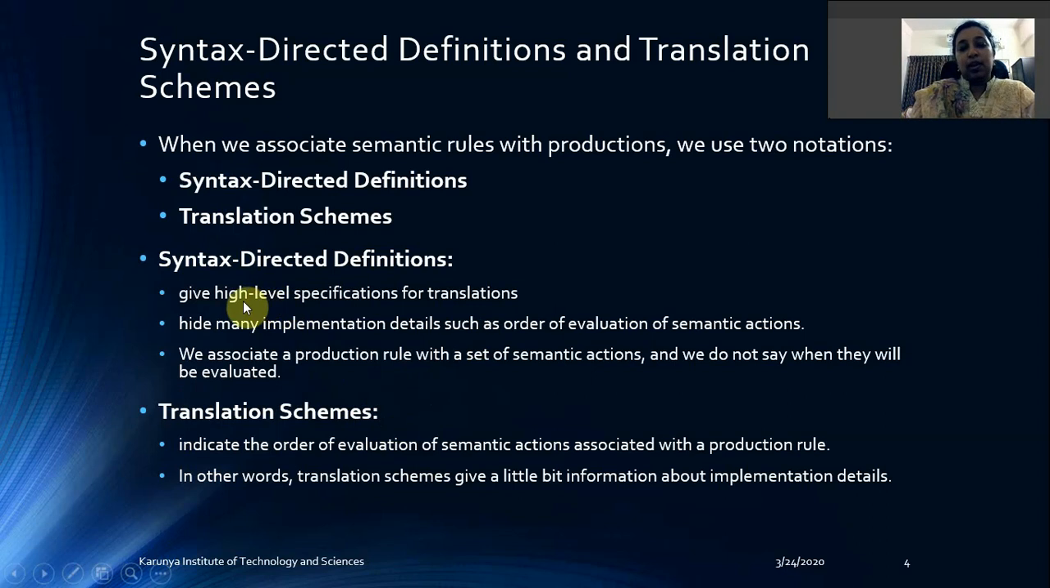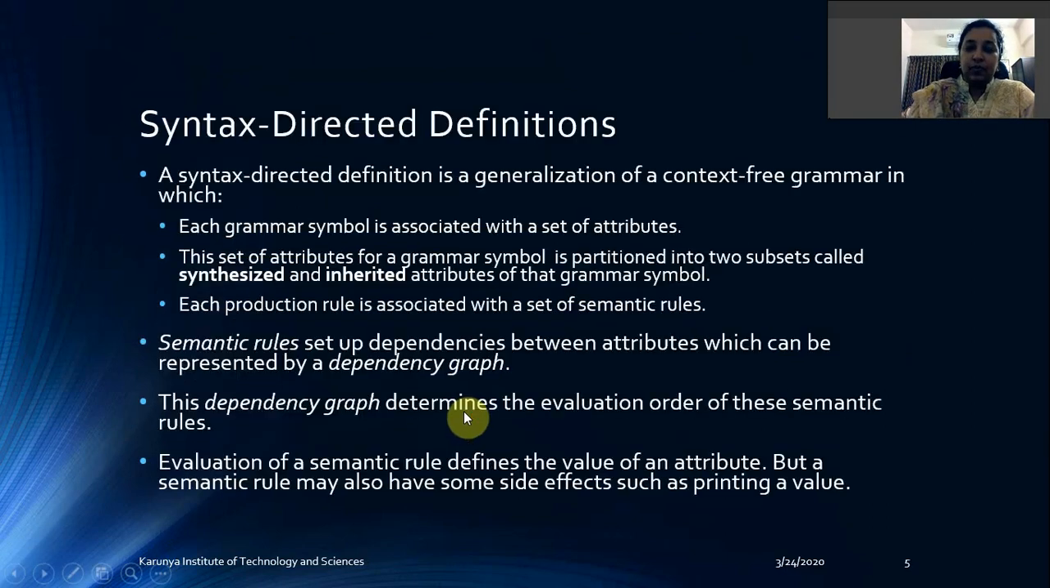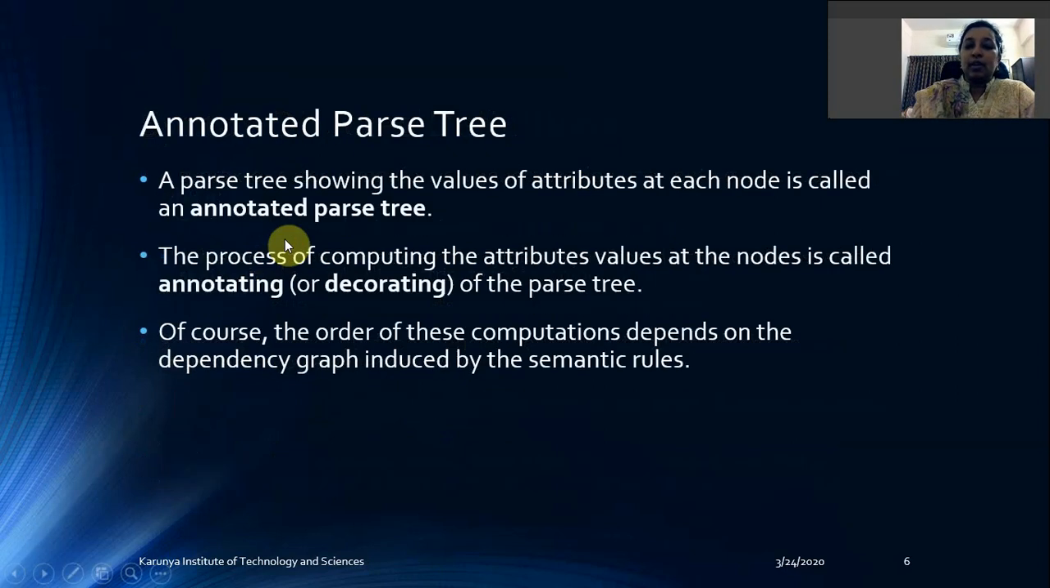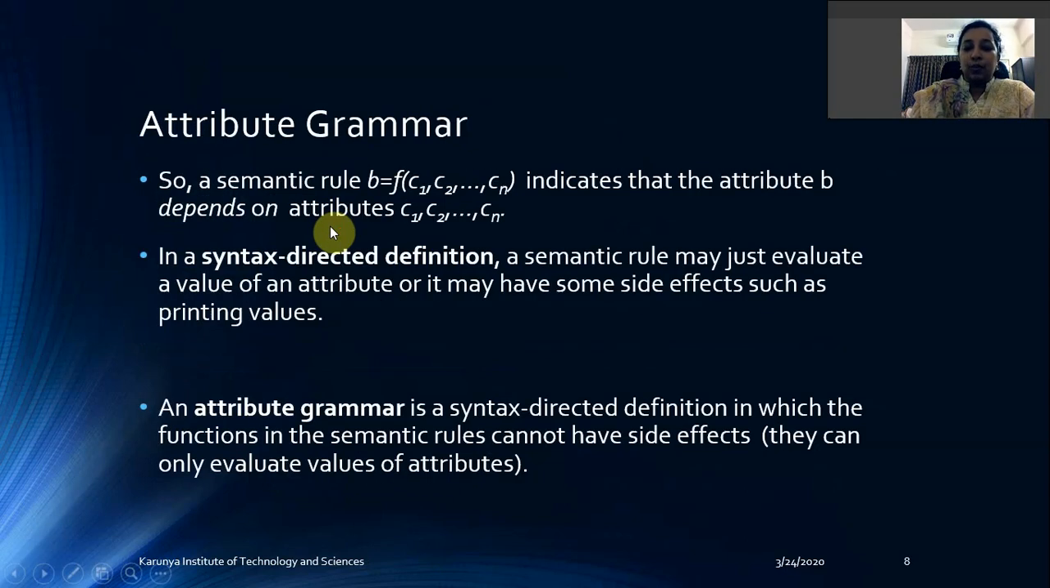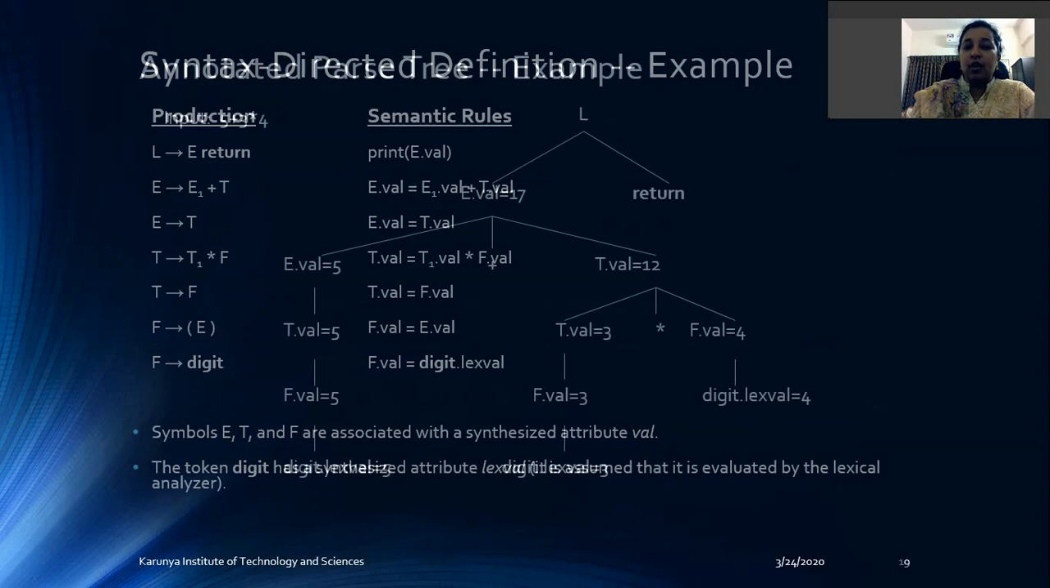So that is what is given here as a high level specification for the translation. We know the order of evaluation, in which form it has to be evaluated and so on. But if a set of implementation details is provided, then you call that SDD a translation scheme. Now, how do I define it? You have certain information attached to it. For every production, we'll take a production and see how it works.